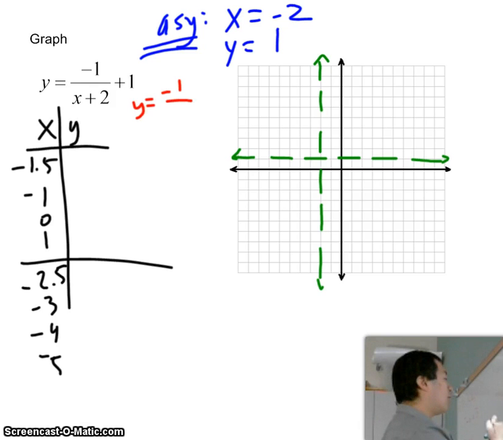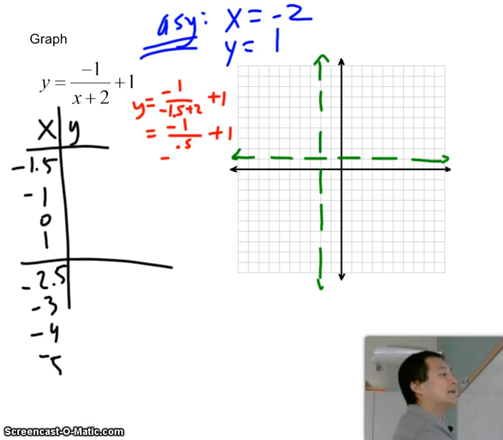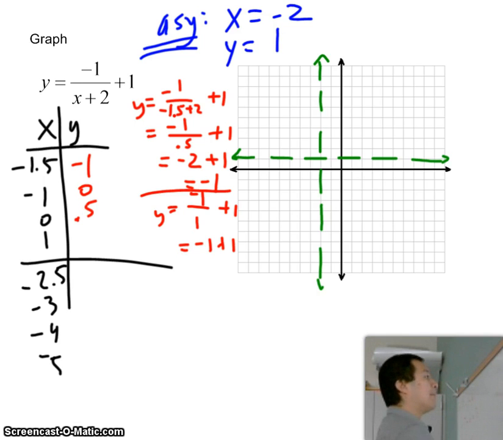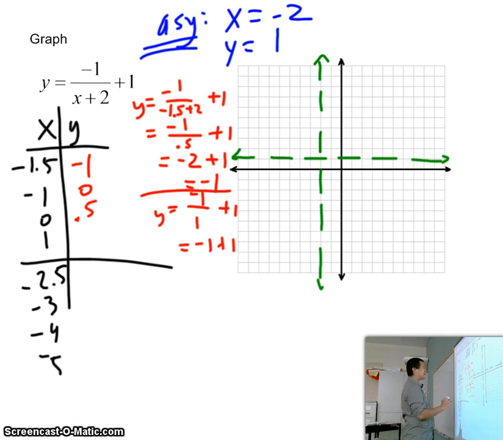Y equals -1 over -1.5 plus 2 plus 1. This will be -1 over 0.5 plus 1. That will be -2 plus 1, which is -1. Sound good? Plug in -1. That will be -1 over 1 plus 1, which will be -1 plus 1, which is 0. Plug in 0. That will be -1/2 plus 1 is 0.5. And plug in 1. That will be 1/3 plus 1. That will be 0.67. Is that right? Yeah. Or 2/3.